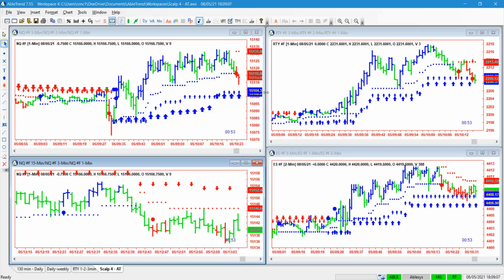And then I like to just see, especially the NASDAQ, Russell, and S&P, when they're all going in the same direction. They don't have to take the trade. This is just like a little extra bonus tip, so to speak.